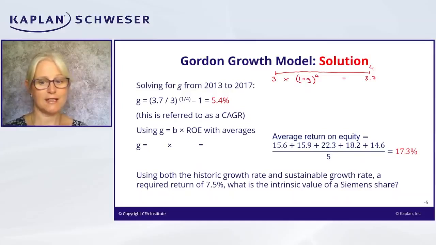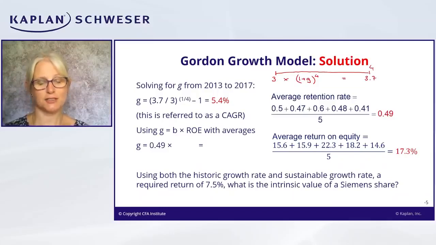Now, the other way would be to say, what if we use the sustainable growth rate? Well, what would that be? We need the average retention rate, the opposite of payout. So in a year where we paid out 53% of the profit as dividends, we retained 47%. You just do a simple average of the retention rate, and we also do a simple average of the return on equity figures. With those two together, we can multiply them and say that the sustainable growth rate for this company, based on its fundamentals, is 8.5%.